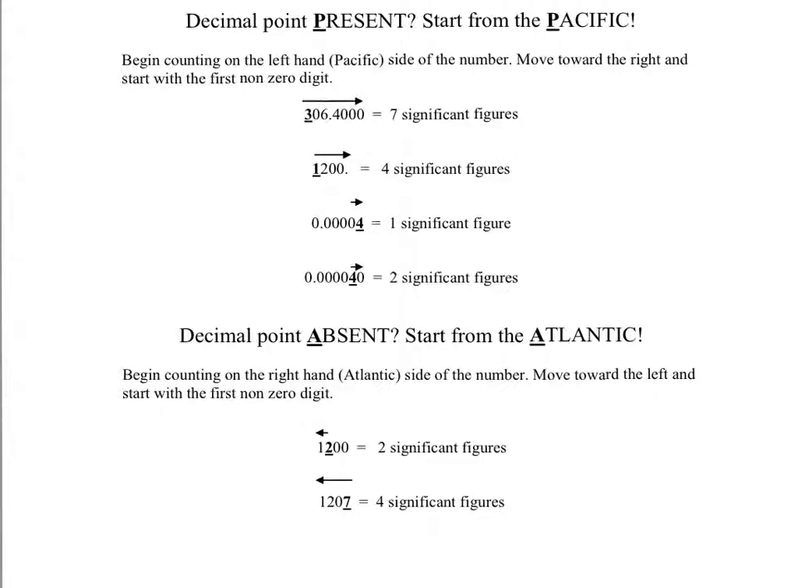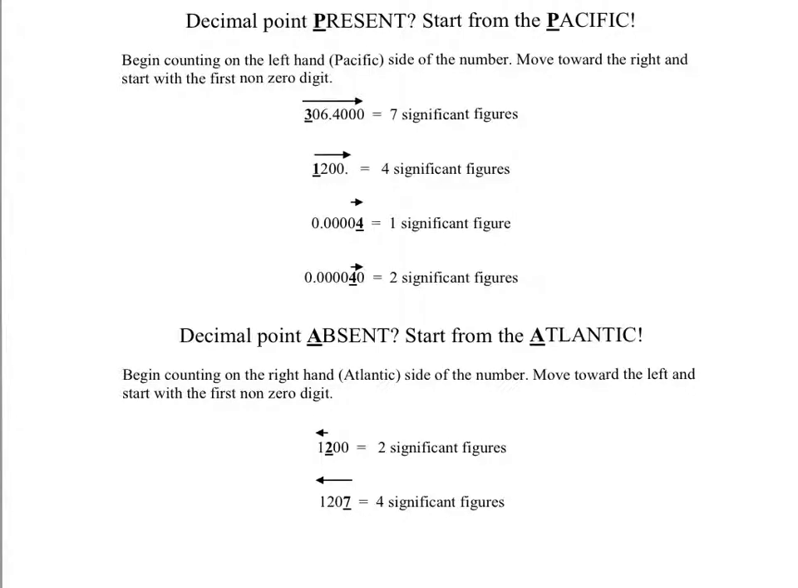You're going to begin to count on the left-hand, the Pacific side of the number, and you move from left to right, and you will start counting at the first non-zero, and then everything beyond it. Here are a few examples. With the number 306.4000, starting from the left, because there is a decimal point, you will notice that there are 1, 2, 3, 4, 5, 6, 7 significant figures. The number 1200 written with a decimal has 4 significant figures because you start at the Pacific side: 1, 2, 3, 4.